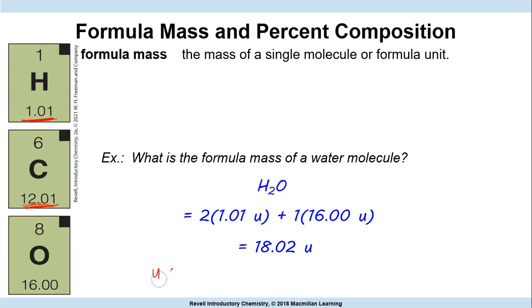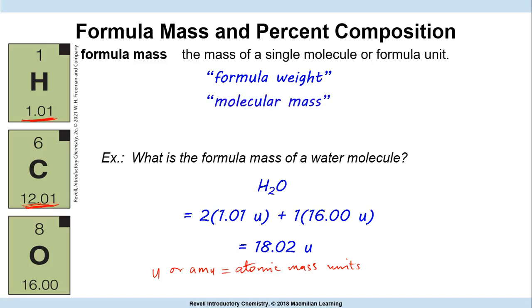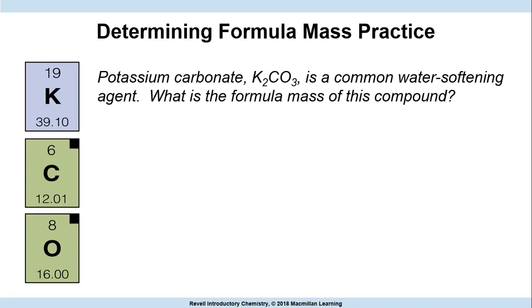So when you see u or amu, that stands for atomic mass units, and it is a unit of measuring mass. We can also call the formula mass, chemists sometimes call it the formula weight, they sometimes call it the molecular mass, and they sometimes call it the molecular weight. So when you hear of formula mass, formula weight, molecular mass, or molecular weight, they often refer to the same thing. Now, let's determine the formula mass of a compound here, potassium carbonate.